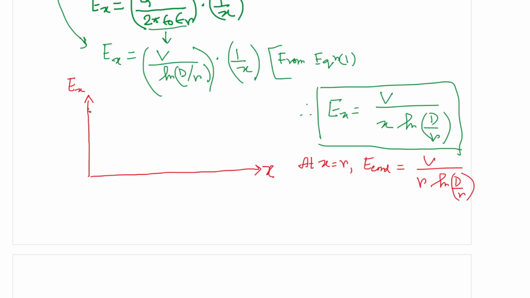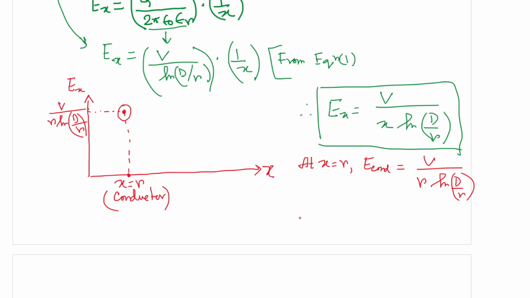So let us say at this place we have x equal to small r. That means we are at the conductor surface, and this value is V by r ln D by r. This value of electric stress occurs on the conductor surface.